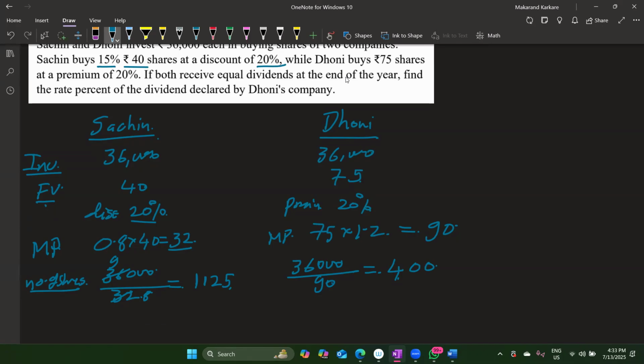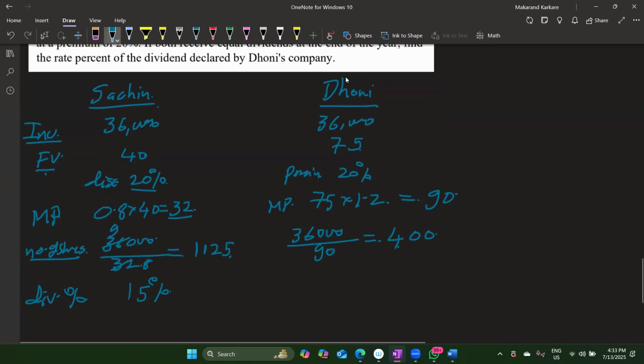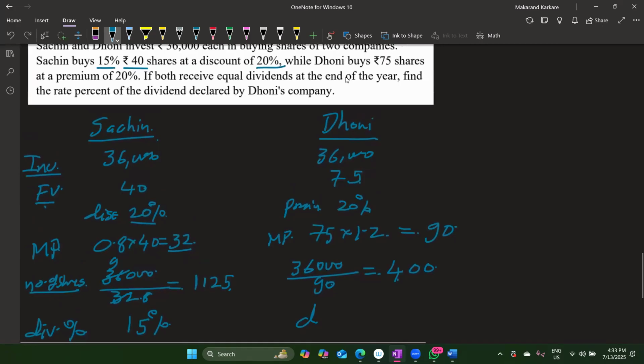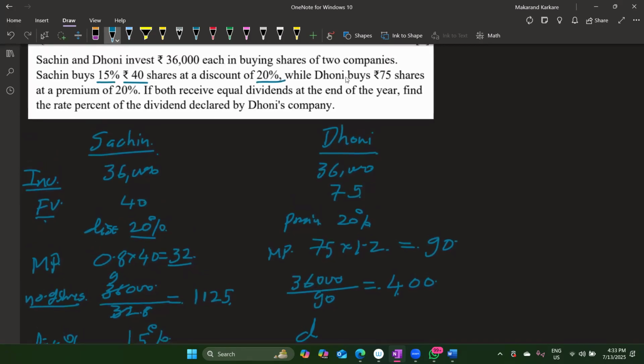Cool. Now, can we calculate dividend percent? Here, the dividend percent is given 15%. For Dhoni, dividend percent is not given. So let's call that D. Okay. And so both received, if both received equal dividend.